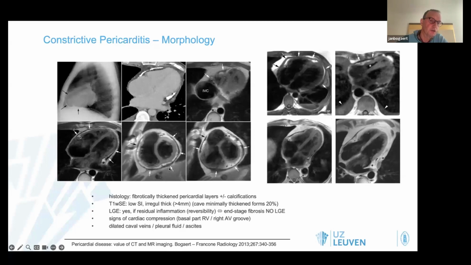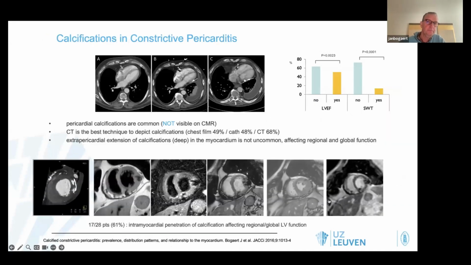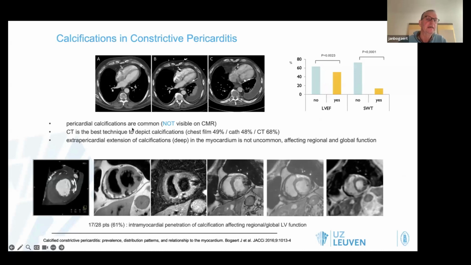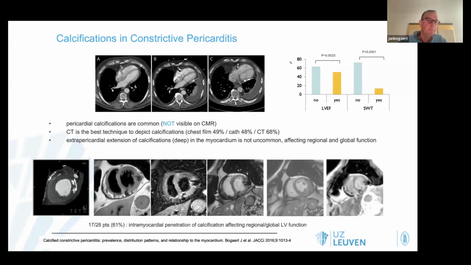You see it also on the short axis images, the spread of the abnormal pericardium. Here are two other examples showing the location of the abnormalities and the squeezing of the heart by the non-compliant pericardium. Just a few words about calcification and constrictive pericarditis. As I said, they are not visible on CMR, but they are often present.